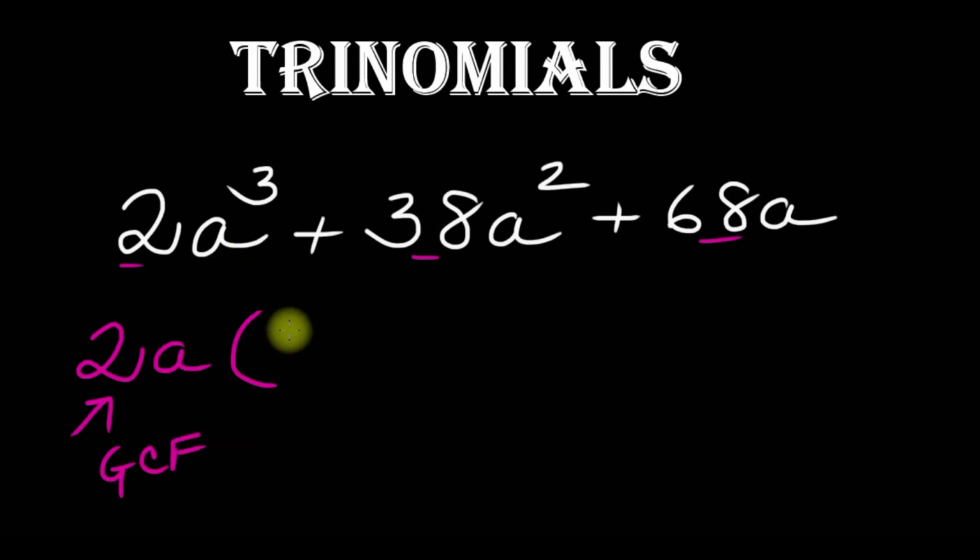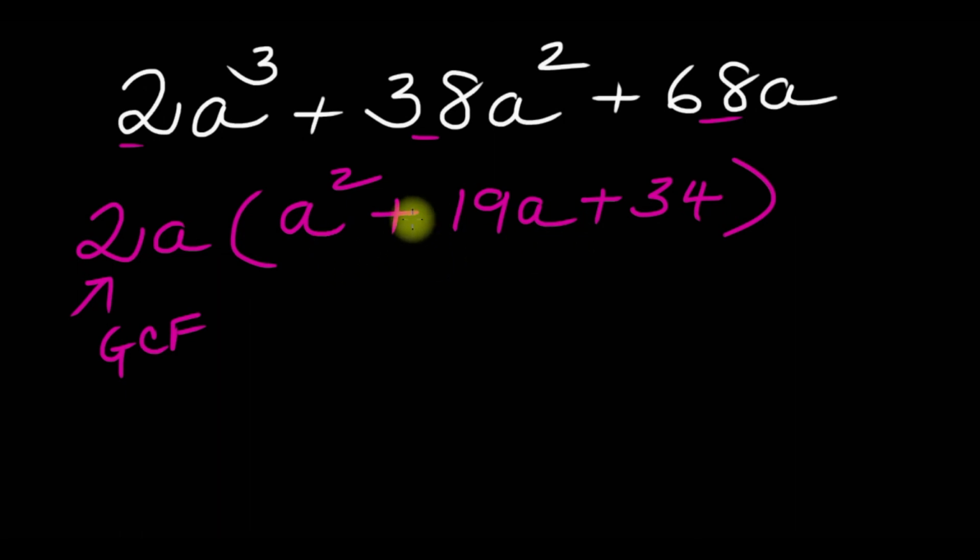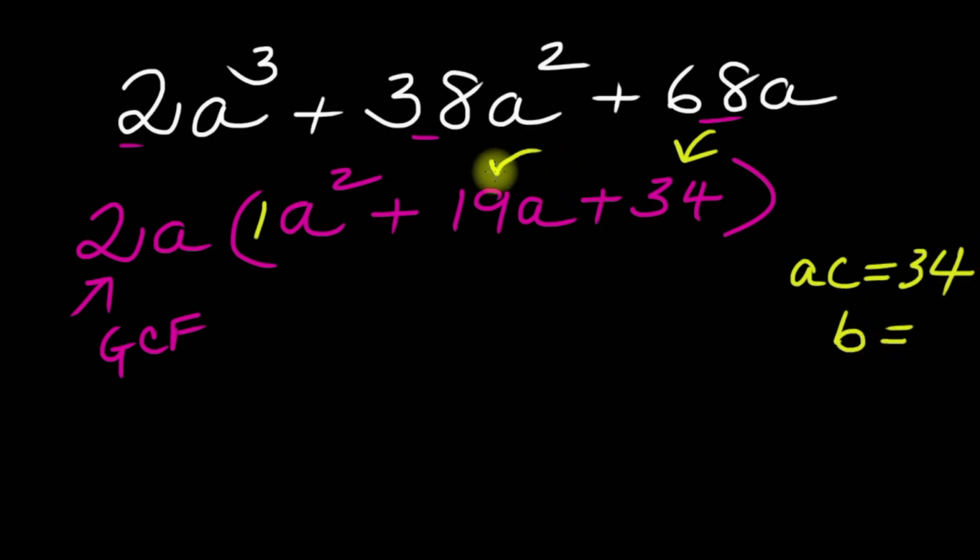And then you're left with a squared plus 2 goes into 38 19 times. So it'll be 19a. And then plus 2 goes into 68 is 34 times. So this is what you have left after you pull out 2a. Factor the inside using the AC method. AC. So A is 1, C is 34, so 1 times 34 is 34. And then your B is 19.